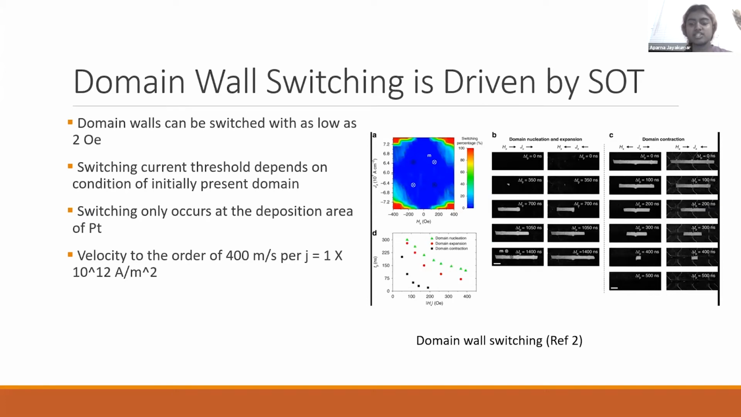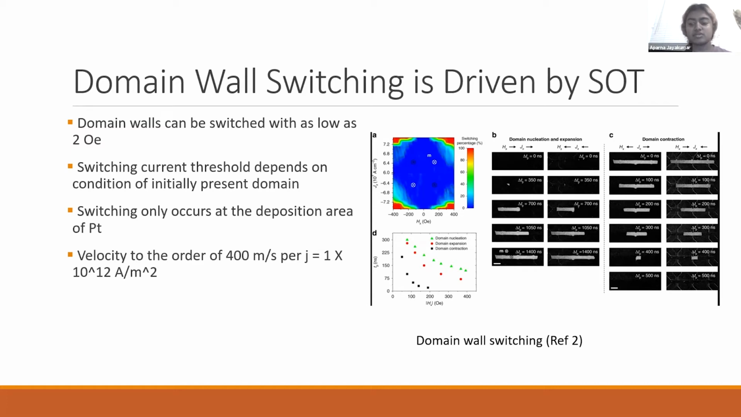So domain wall switching in TmIG is driven by spin orbit torque, which is something we talked about last class. Domain walls can be switched with as low as a field of 2 oersteds. When current is applied, there is a switching of domain walls, which is facilitated by the spin orbit torque. To achieve switching by spin orbit torque, an in-plane field is applied to the current direction. This breaks the magnetization's rotational symmetry.